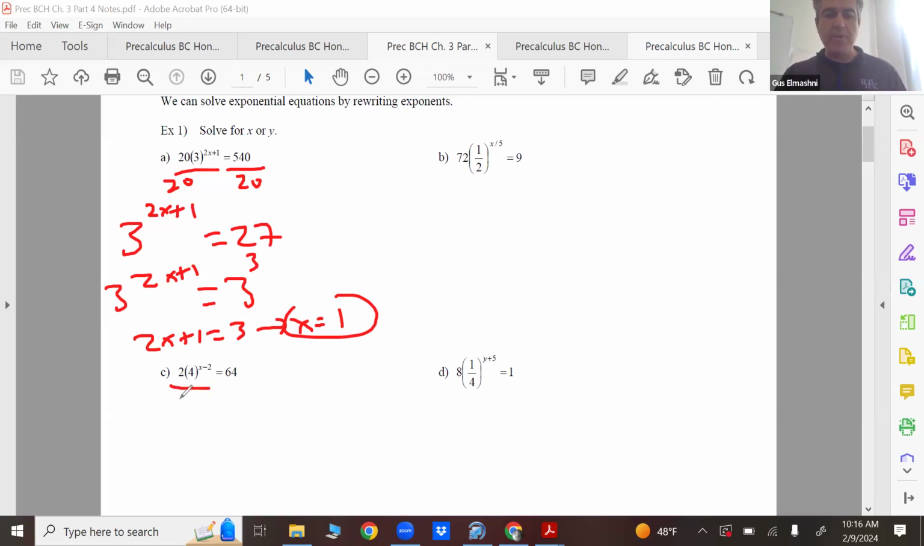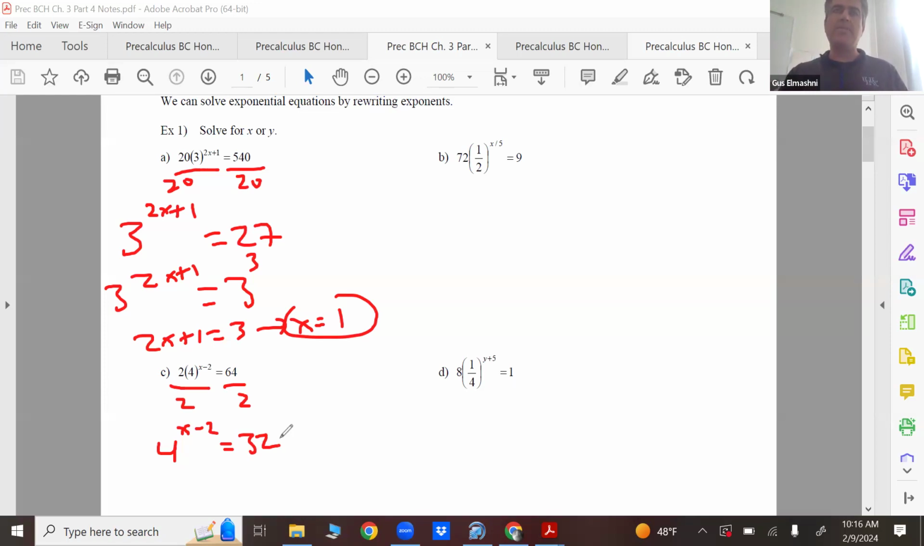For C, I'll divide everything by 2. So 4 to the x minus 2 equals 32. Now, unfortunately, 32 is not a clean power of 4. You can convert any number to any power you want. I could take 17 to some power equals 32. Of course I could do that. Why would I do that? That'd be crazy because it's hard to do mentally.